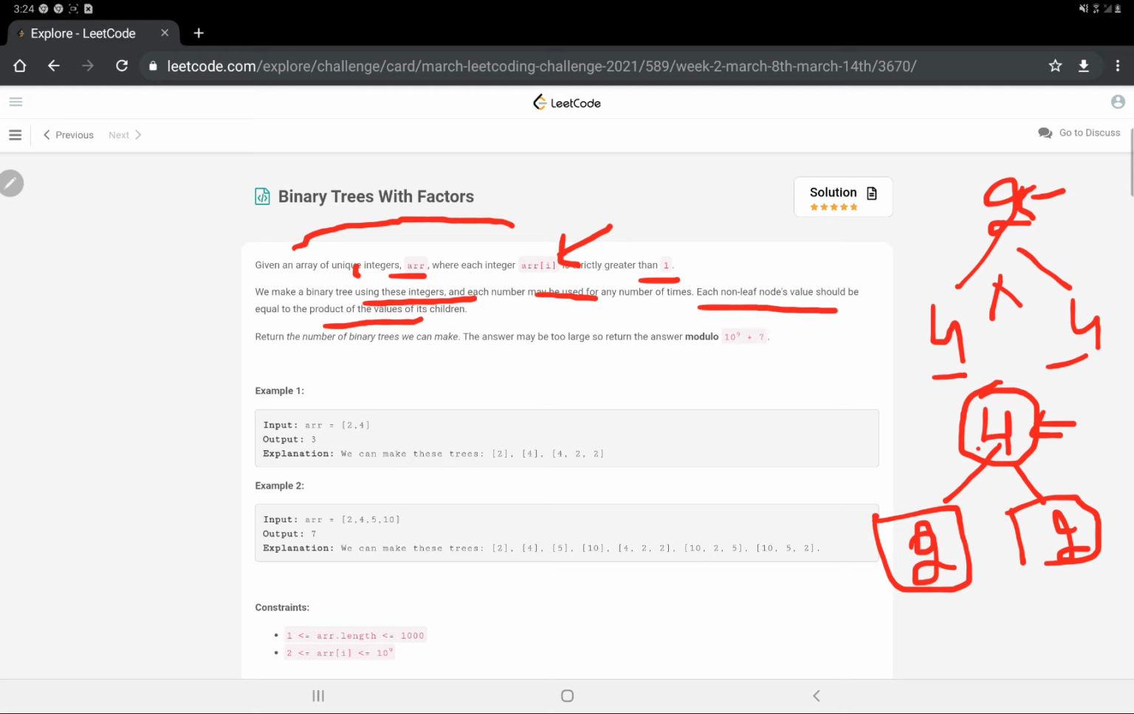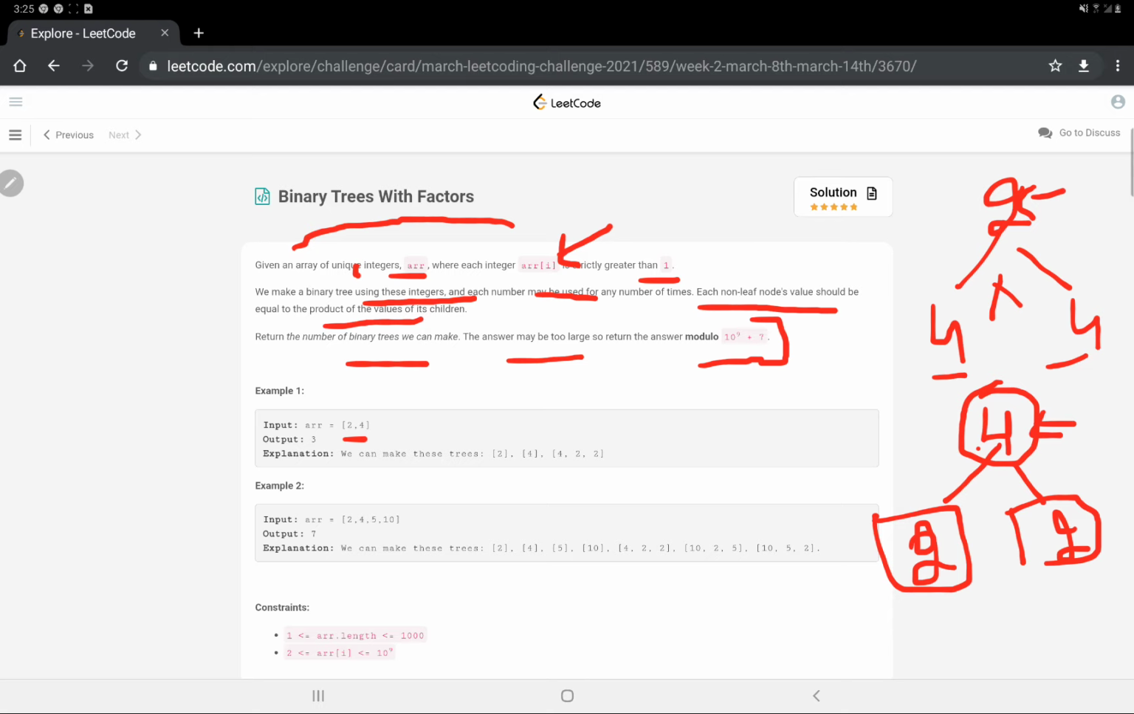And we have to return the number of binary trees we can make. So we have to return how many trees we can make given an array of numbers. All right, and the answer could be taken modulo 10^9 + 7. This is because if the sum is a large value, then we return the modulus of the final answer. That's it. That is why this is given. I hope the question is clear now, and let's see what it means.